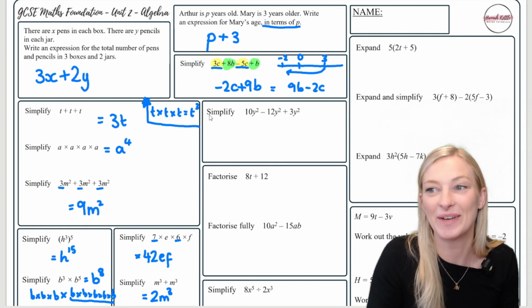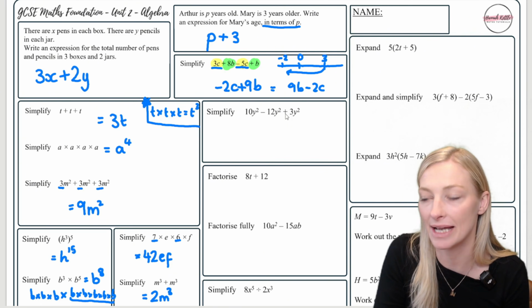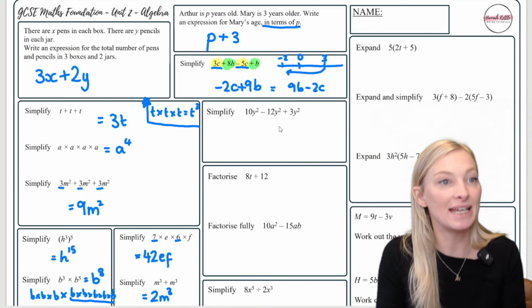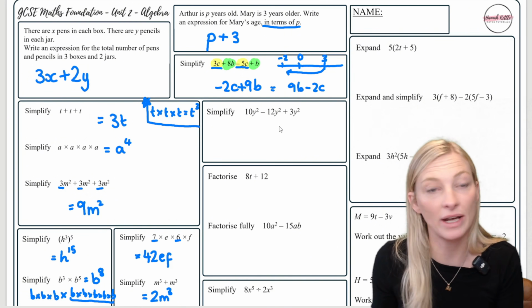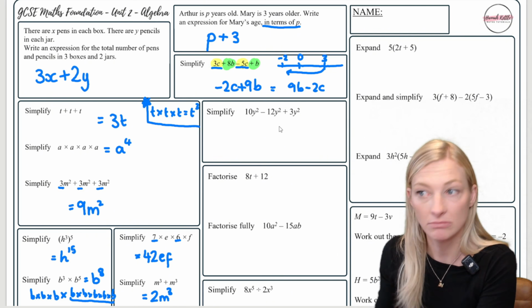For the next one, we're going to simplify 10y squared, take away 12y squared, add 3y squared. Now we are adding and subtracting again, so we need to think about our like terms, except these are all y squared. They are all like terms. They've got the same variables. Y squared, and y squared.